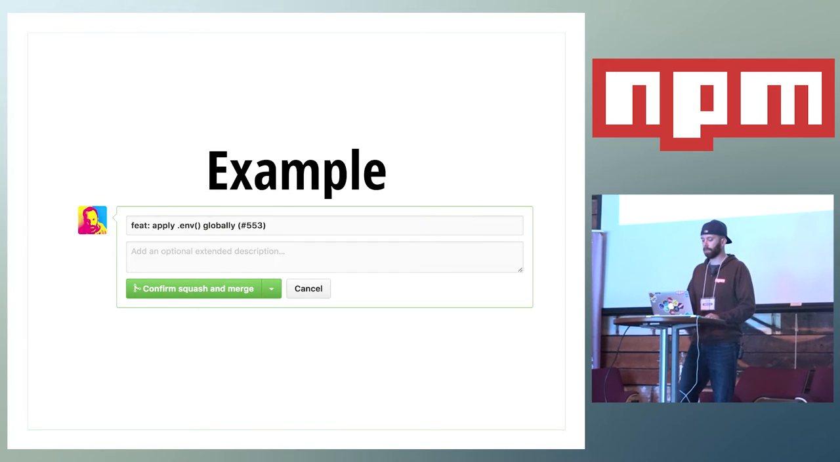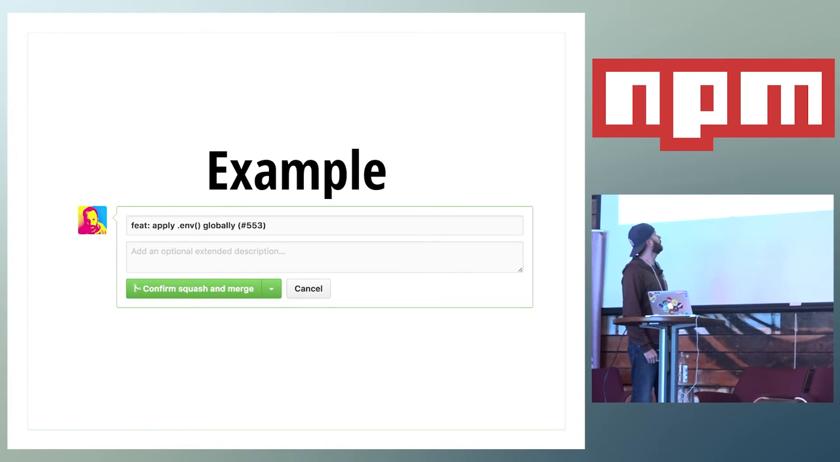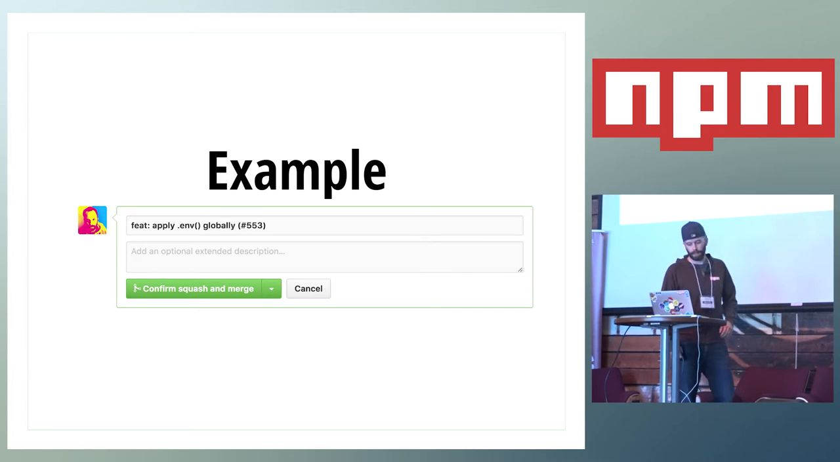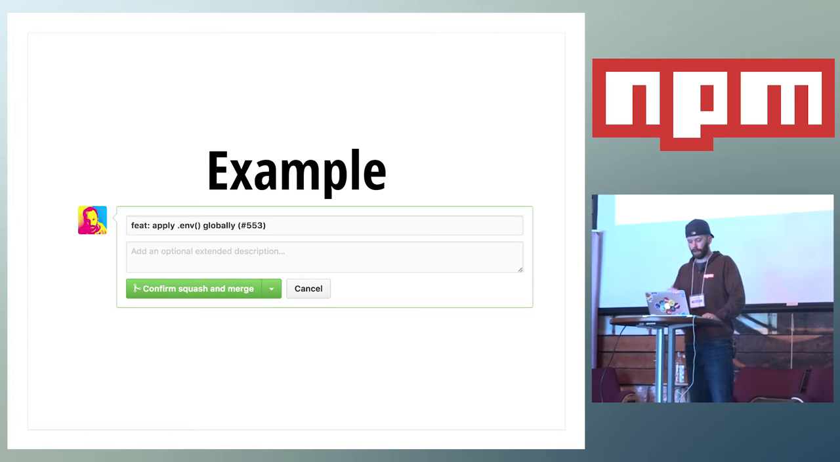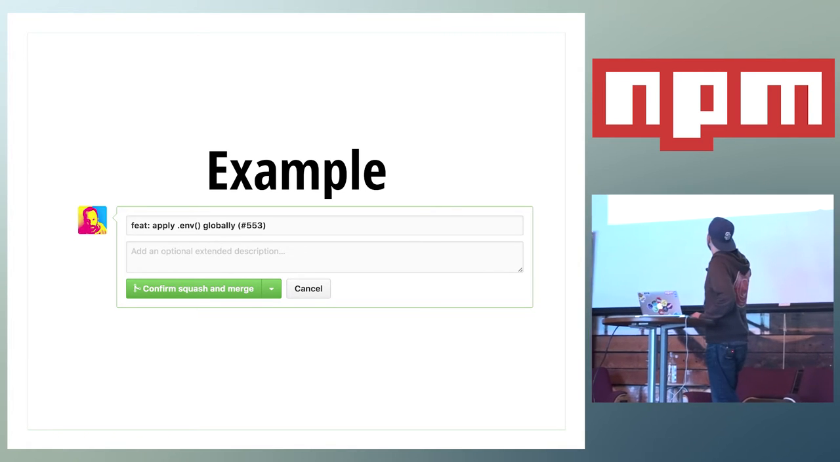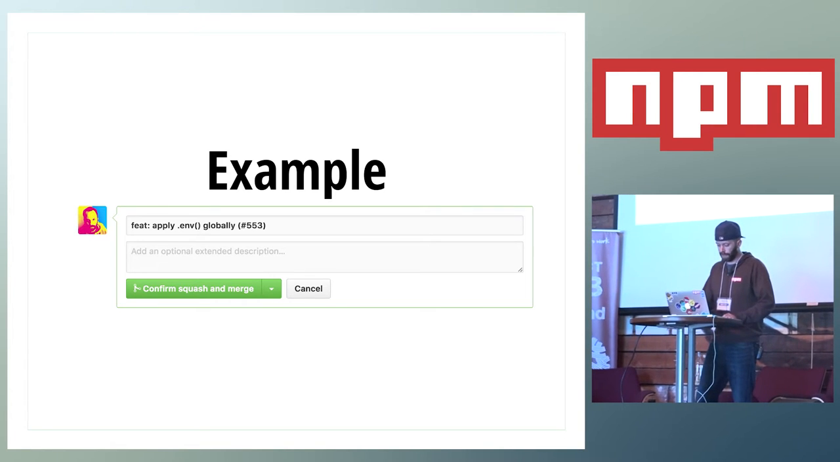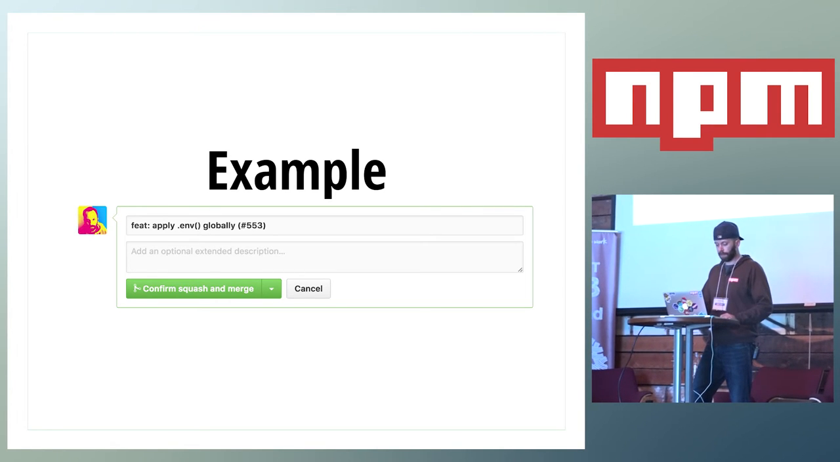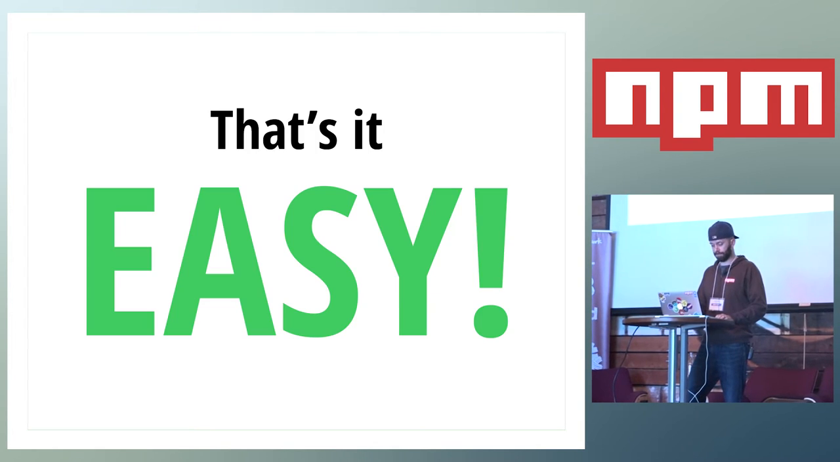So here's an example, right? I have this feature that I've developed. I want to apply my env configuration globally. So you can see I've got my green button here that says confirm squash and merge, if you can see that against the white background. And I just prepended feat to my commit message. Easy peasy. That's it.